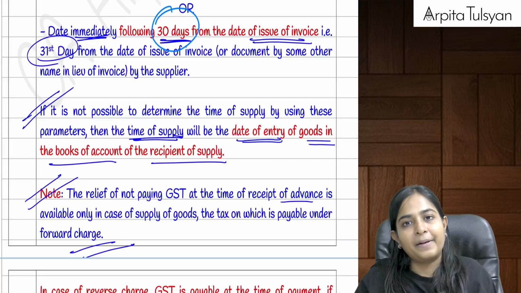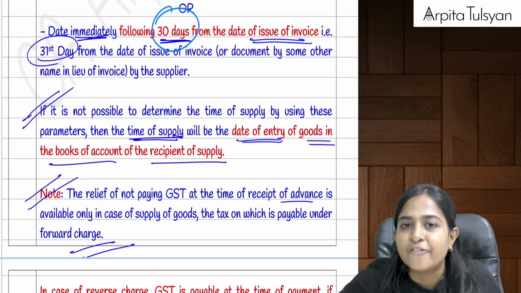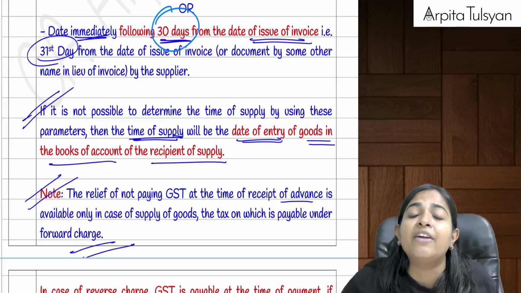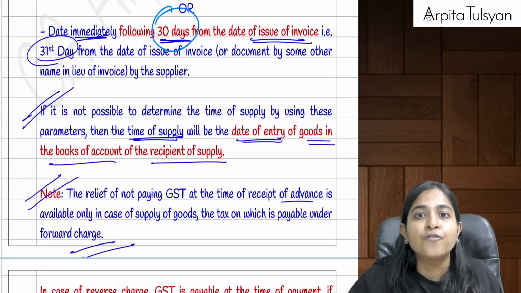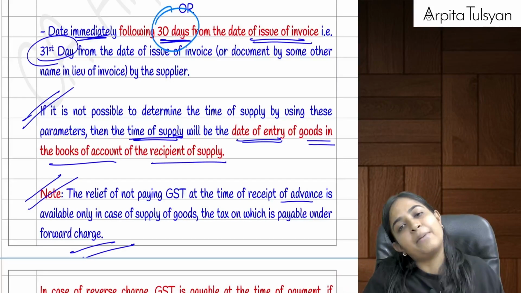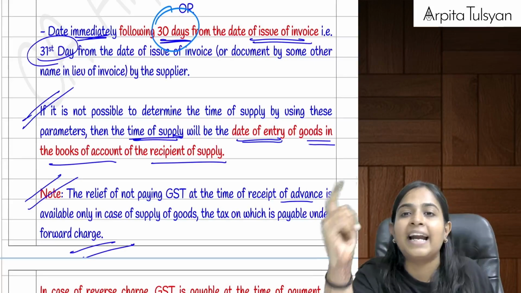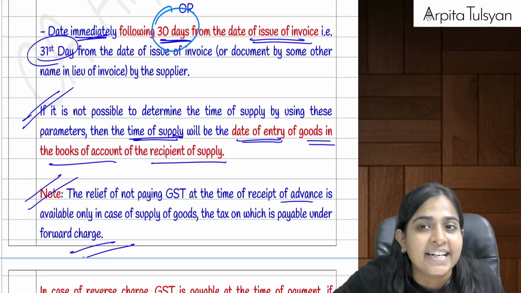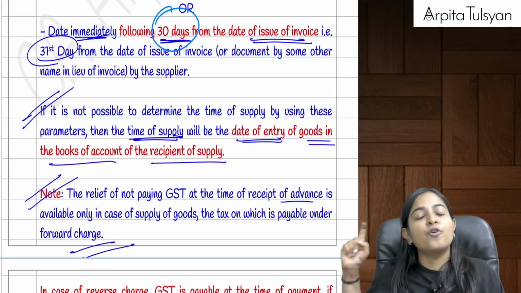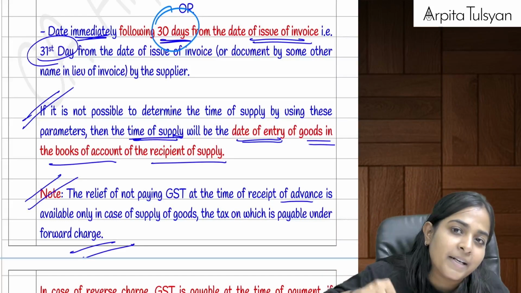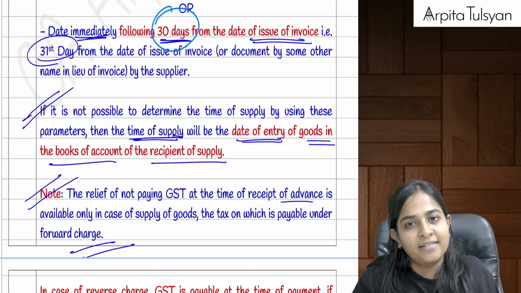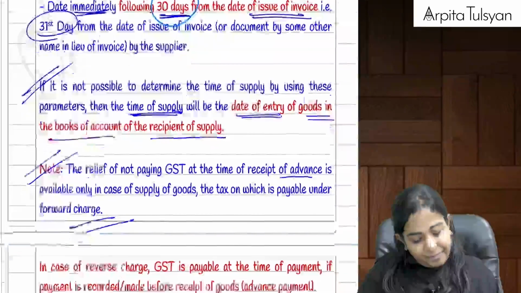Another thing, I am asking you a question, try to give me the answer. What if you have received the advance money in case of goods under reverse charge? Then in that case, time of supply will attract at the time of receipt of advance payment also, because we had already studied that the benefit of not paying the GST on advance money is available in case of goods, and that too in case of forward charge. Very clear with this?